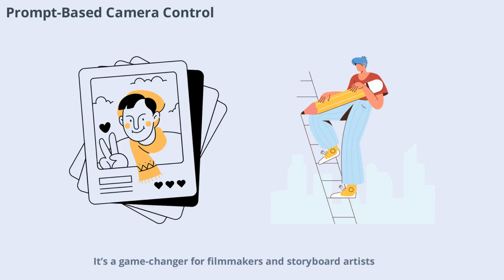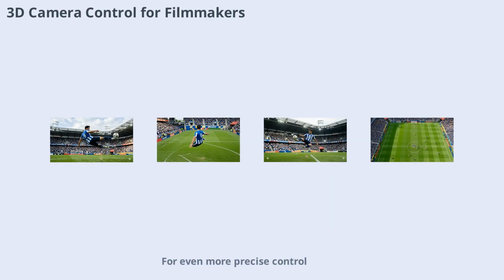It's a game changer for filmmakers and storyboard artists, enabling rapid iteration and creative experimentation. For even more precise control, you can use a 3D interactive camera tool. This lets you visually adjust the camera position and set angles directly in 3D space. The workflow then generates the exact shot you've dialed in.